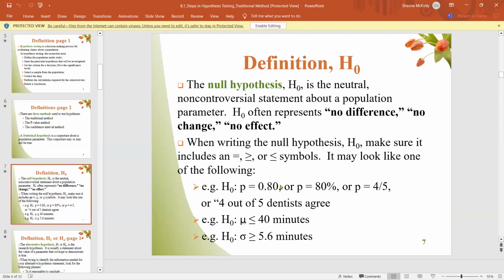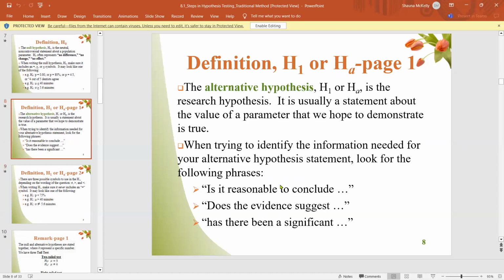So the alternative hypothesis, let's scroll down to the next statement. Here's H1 or HA, okay? The reason she has both symbols is in our class we're going to use H1, but some people have seen it with HA. The alternative hypothesis, H1 or HA, is the research hypothesis. It is usually a statement about the value of a parameter that we hope to demonstrate is true. So it's not the one that we already believe. It's the one that we want to show is true. It's the one we're actually testing to see if it's changed or not. So this is your definition of an alternative hypothesis, okay?